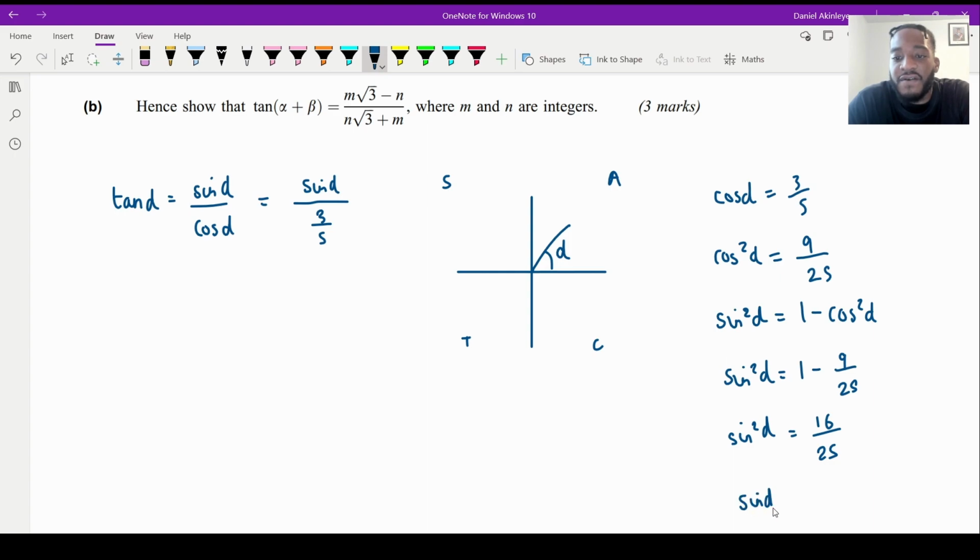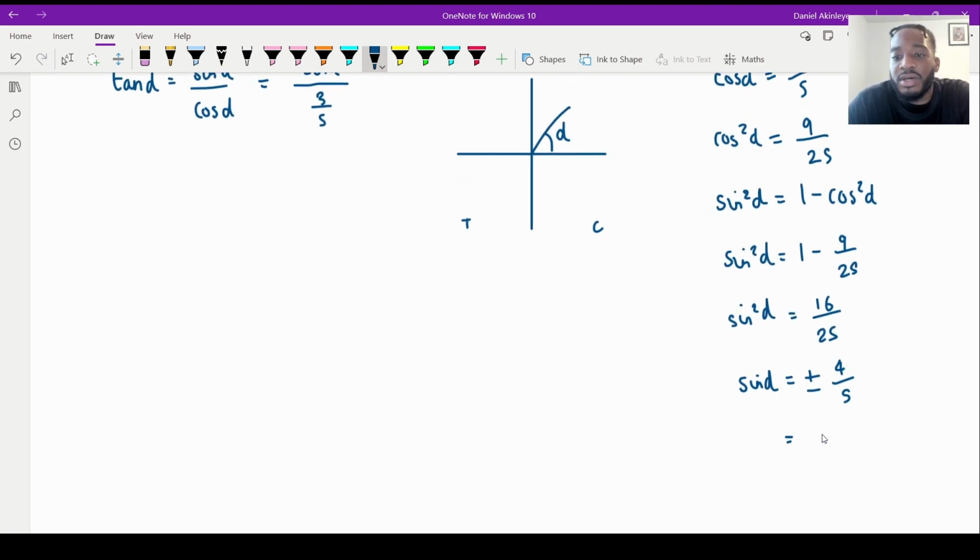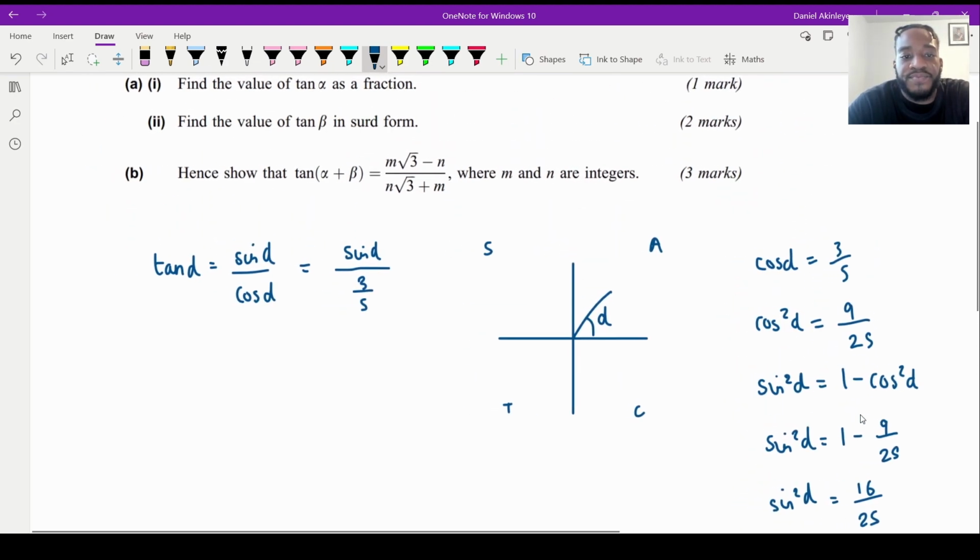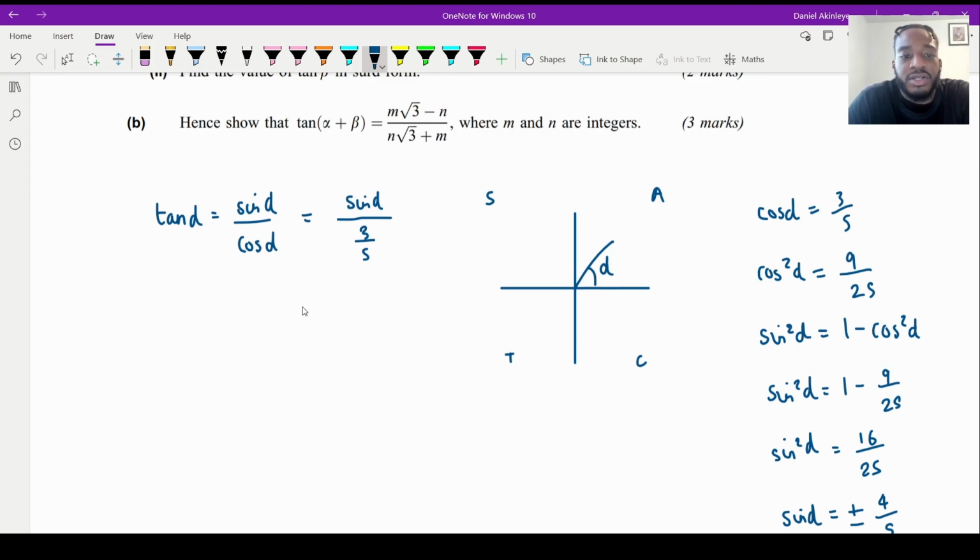So that means that sine alpha is equal to the square root of that, which is going to be plus or minus 4/5. Now, since alpha is acute, we know that we're in the first quadrant where sine is positive. So we have to pick the positive solution here. So we can say that sine alpha is just 4/5. And then we can plug this in there. So that's fine. This will give us 4/5 divided by 3/5. And this is just the same as doing 4/5 times 5/3. Fives cancel. We know that tan alpha is now 4/3. So that's part A, first question done.